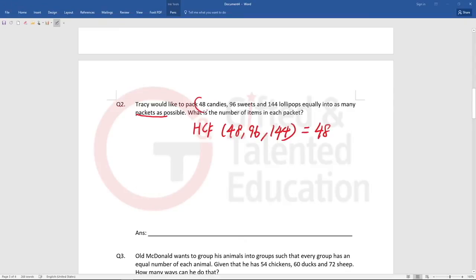So, if Tracy packed 48 candies equally in 48 packets, in one packet she would have 1 candy. And if she packed 96 sweets equally in 48 packets, in one packet she would have 2 sweets. And lastly, if she packed 144 lollipops equally in 48 packets, in one packet she would have 3 lollipops because 3 times 48 gives us 144. Therefore, the total number of items in each packet would be 1 plus 2 plus 3, giving us a total of 6 items.